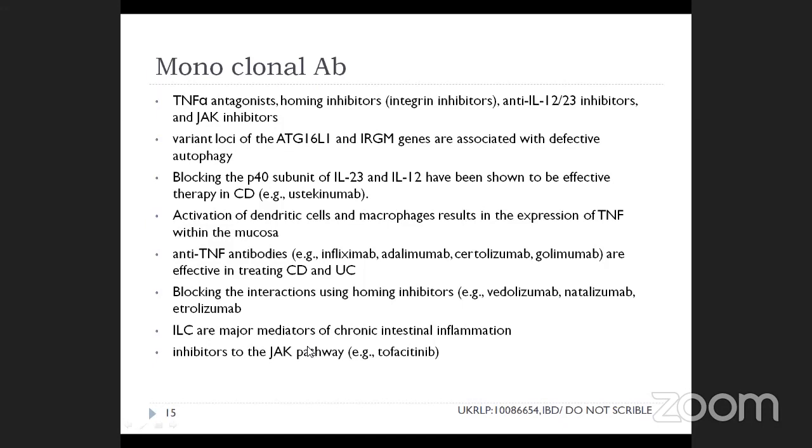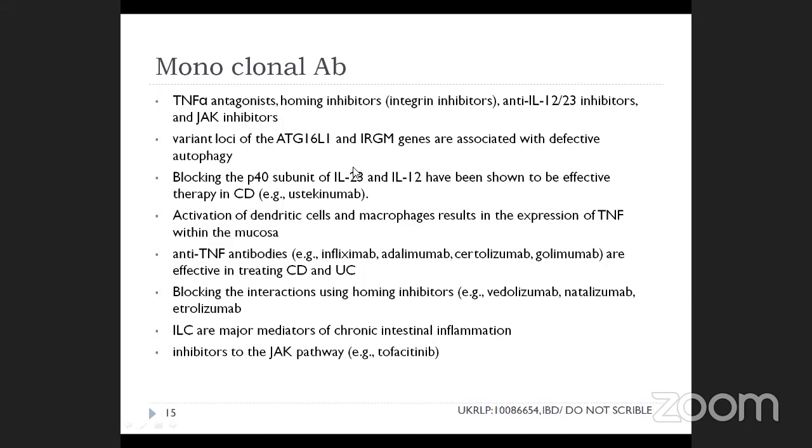And as we know much about the pathophysiology of a disease, the targeted therapies are more useful in the treatment aspect. The two genes which are more importantly recognized are the ATG16L1 autophagosome gene and the IRGM gene, which are more involved in the targeted therapy.